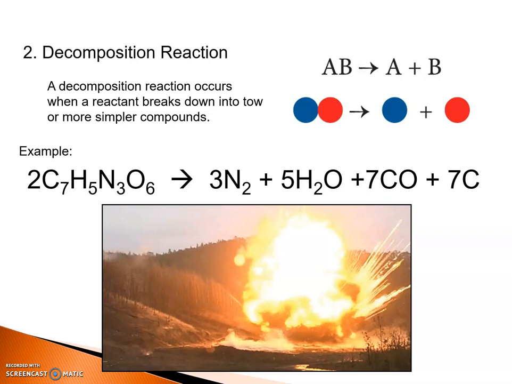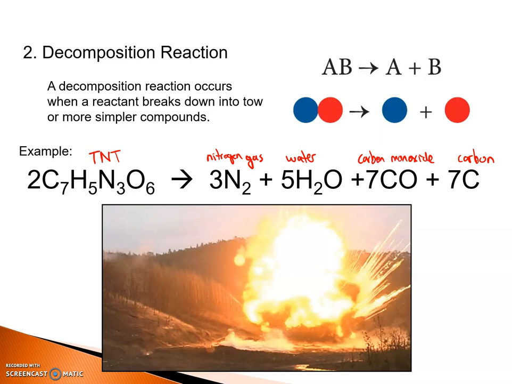And so we see this in, for example, this equation, which looks rather confusing, but if you know what C7H5N3O6 is, it is TNT. It's dynamite. So it's TNT, it's dynamite, and what that's going to become is nitrogen gas, and it's going to become water, and that vaporizes right away when it explodes. It's going to become carbon monoxide, and it's going to become just carbon, which is soot.